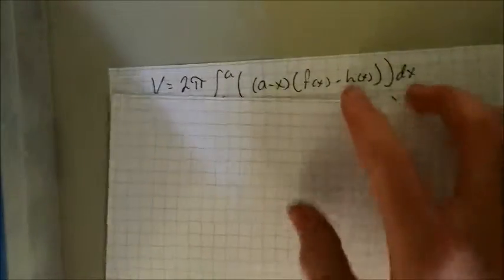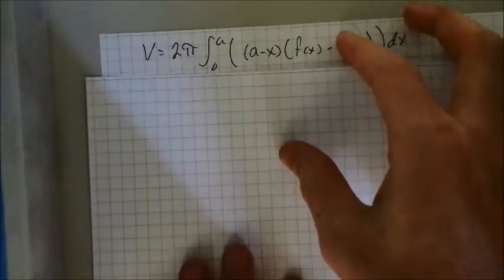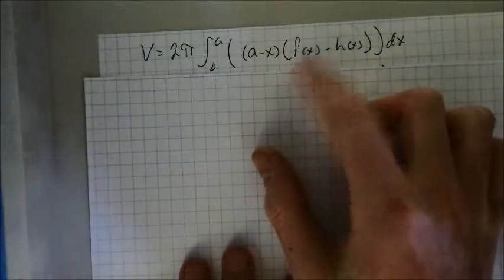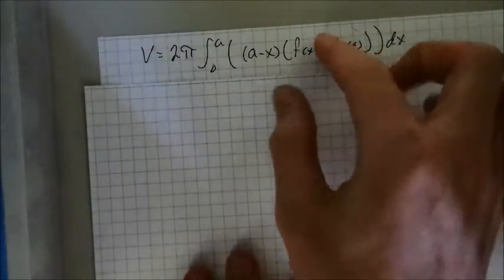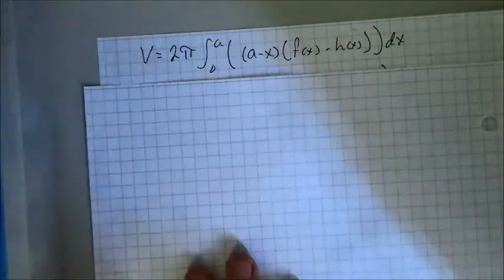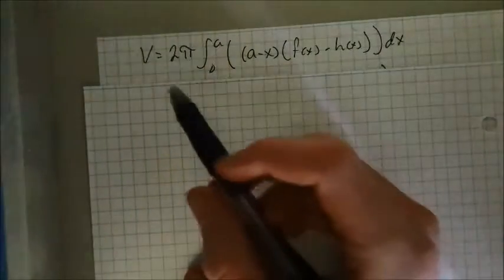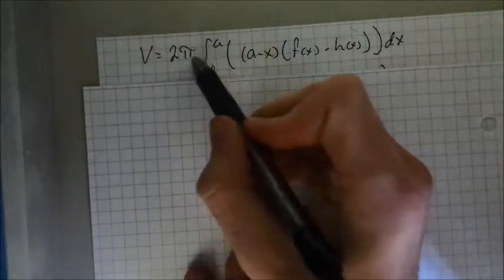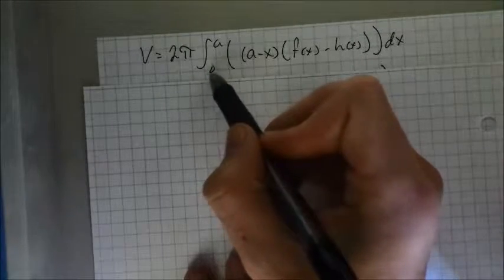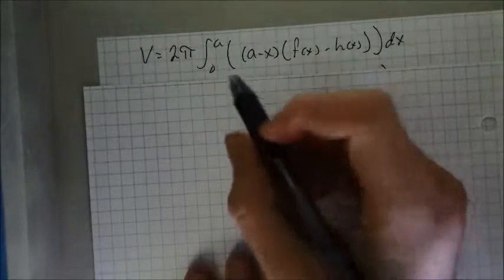Okay, continuing. Now that I have my f of x is greater than h of x, what we can do now is set up our integral. Everything before that was just prep. So now we have the shell method formula, which is our volume equals 2 pi times the definite integral from 0 to a, because that was our domain.